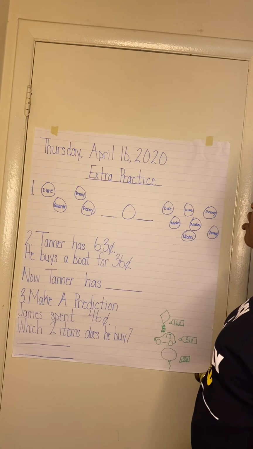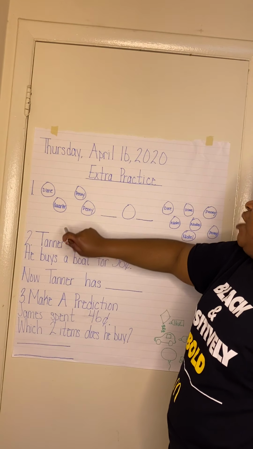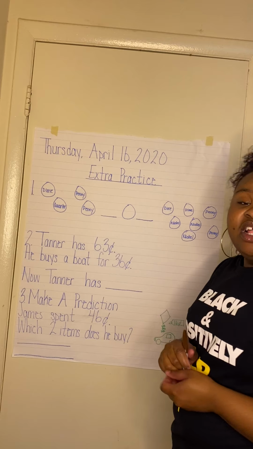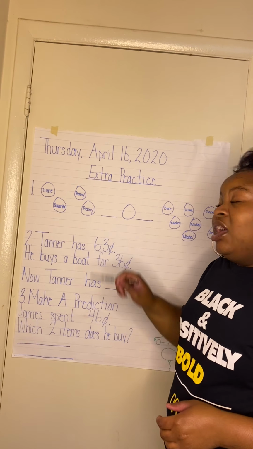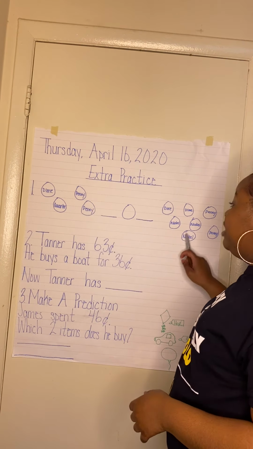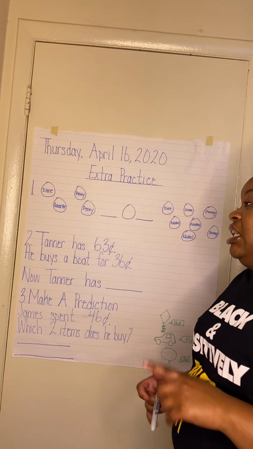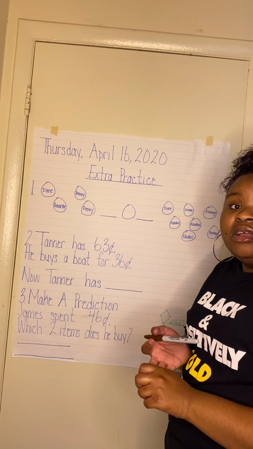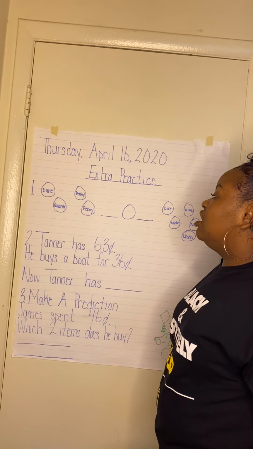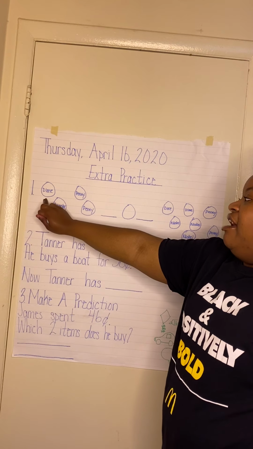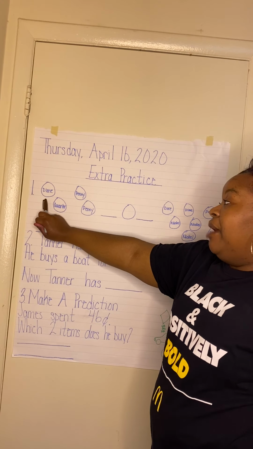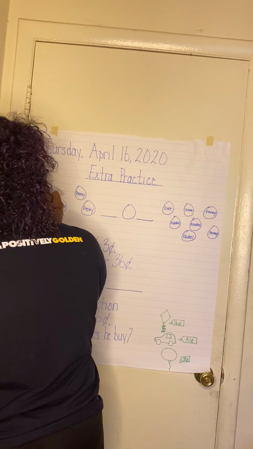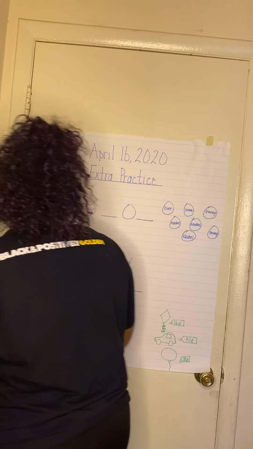All right, so number 1, you have some change over here and some change over here. First thing we're going to do is find the value of the change here and the change over here, and then figure out which one is greater than, less than, or if they're equal to. Okay? All right, so let's look at number 1. The first coin that I have is a dime. And how much is a dime worth? 10 cents. So let's just keep in mind that this dime is worth 10 cents.